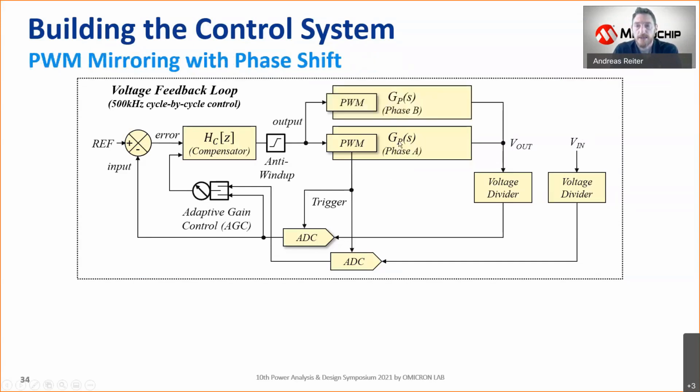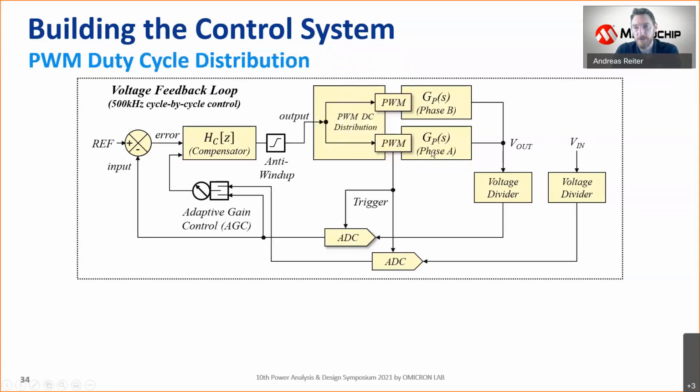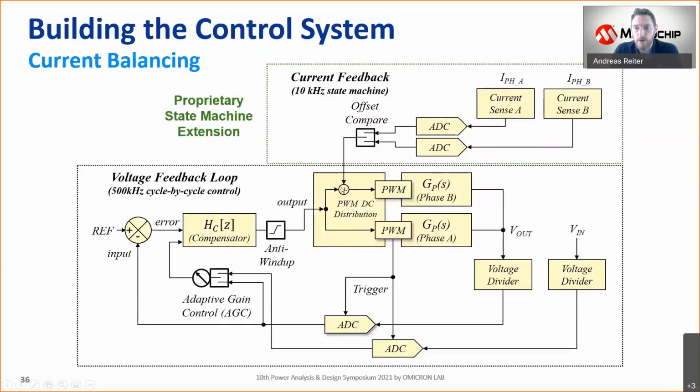So now, as we have 2 phases, we are mirroring this output onto the second phase to have twice exactly the same switching frequency waveform. And this is done by a new block, which we call PWM duty cycle distribution. This distribution block now gets 1 offset value, which is only applied to the second phase.